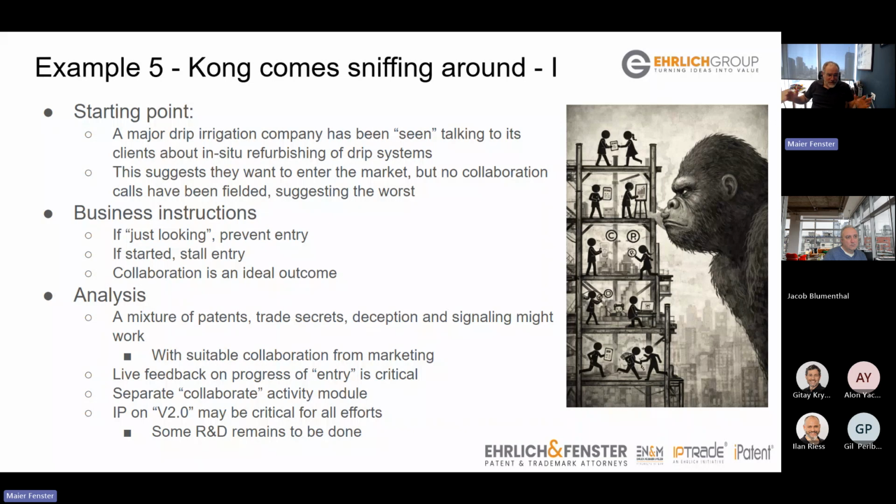So without going into details, the selected solution is some sort of mixture of patents, trade secrets, deception, and signaling. And of course, we have to keep track of whether this entry is happening or not happening. And we have to have a separate logical part of the IP group, which is looking into collaboration. And it could be that IP on version 2.0 is what's needed. So it was planned to delay it, but now you really shouldn't be delaying it anymore.